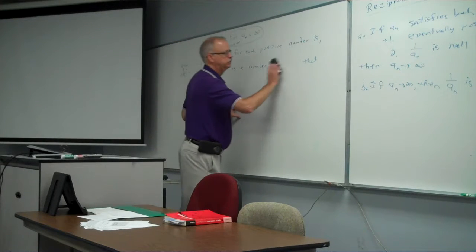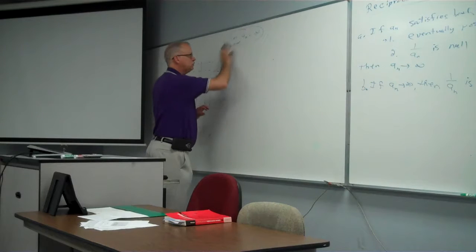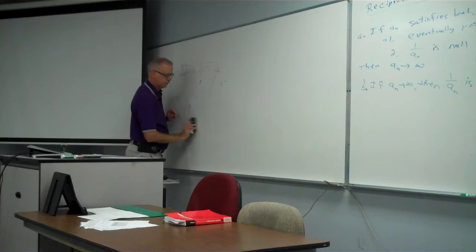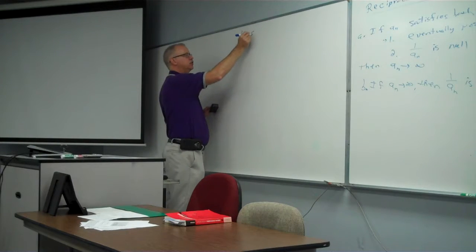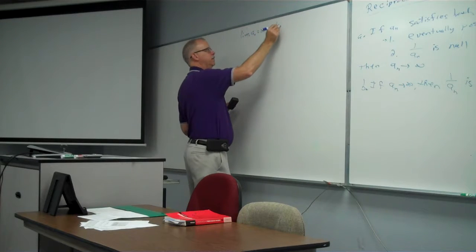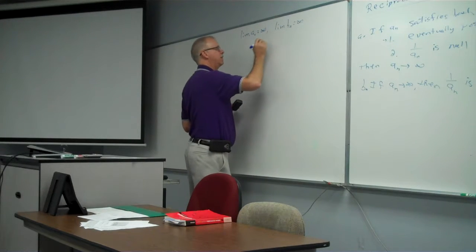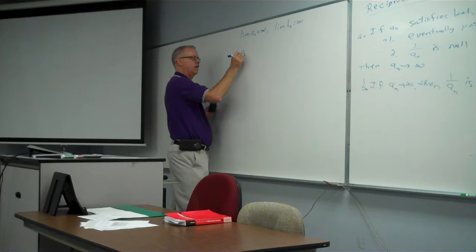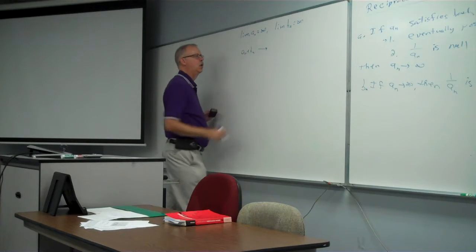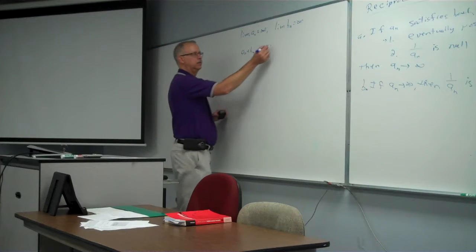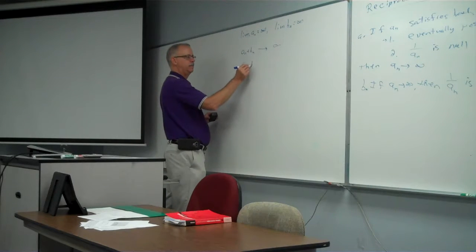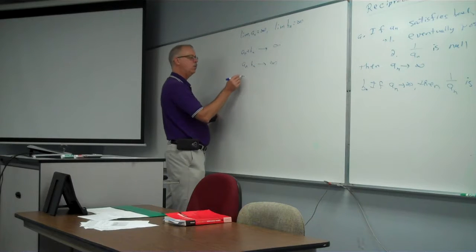Now, when our sequences are headed to infinity, suppose we have two sequences, both of them headed to infinity. What if we add them? Can we conclude what's happening when we add the two sequences? It also is going to go to infinity. What if I multiply them? That's also going to go to infinity.